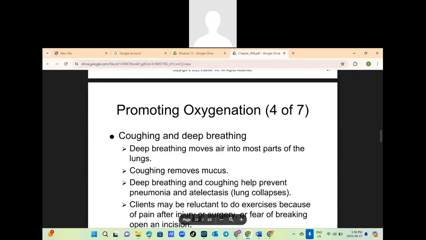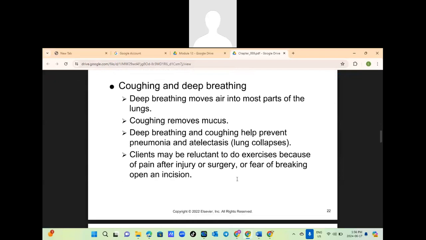Okay, so next, let's go to breathing and coughing. So deep breathing moves air into most parts of the lungs. Deep breathing and coughing help prevent pneumonia and atelectasis, which is the lung collapse. Okay, when the lung collapses, the term is atelectasis. And also, deep breathing and coughing removes mucus.